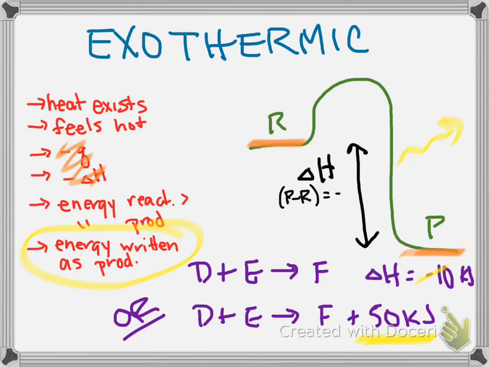Now, I apparently used the same example from last time. This should be, of course, the 10 kilojoules. So we'll fix that, 10 kilojoules, because that's what it was up above there. What you, again, need to recognize is that when it is written as a product, that is exothermic.